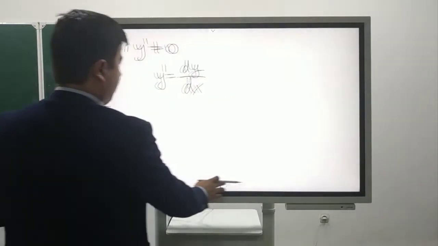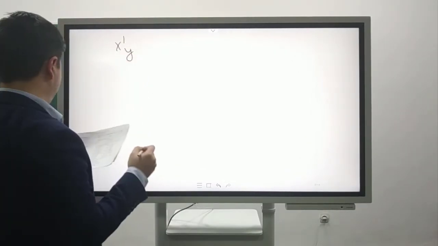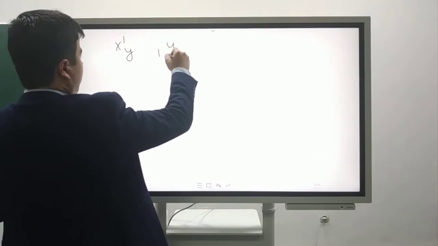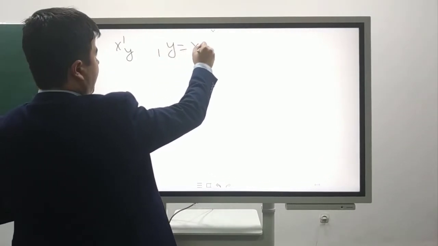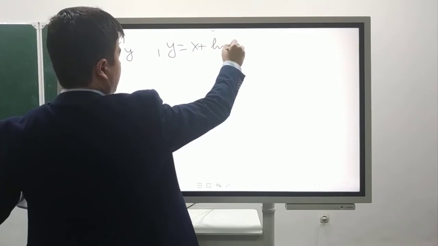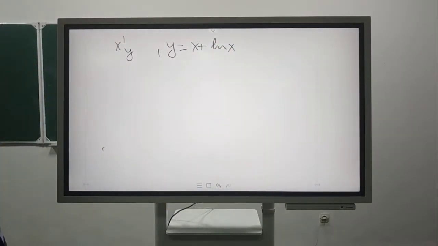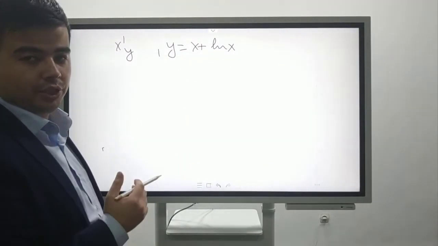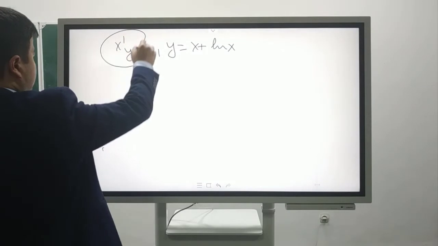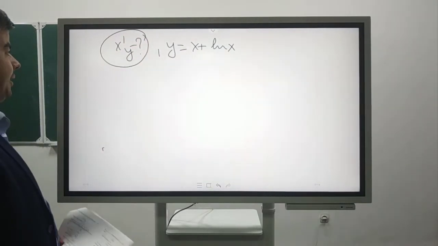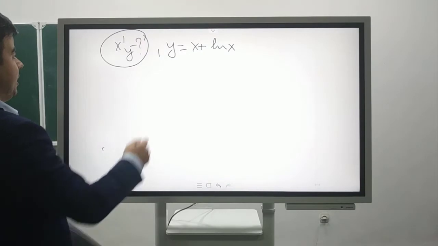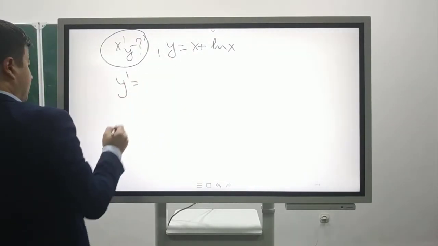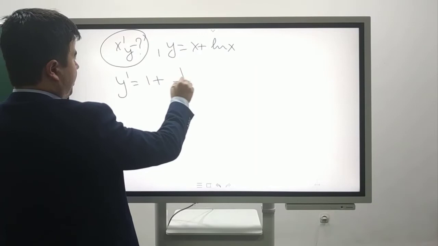So now, the next example on this topic. In this section, find the derivative of the inverse function to y if our y function is x plus natural logarithm of x. So we need to find the derivative of the inverse function. And how to find it? So let's find firstly the y derivative. It is 1 plus 1 over x.